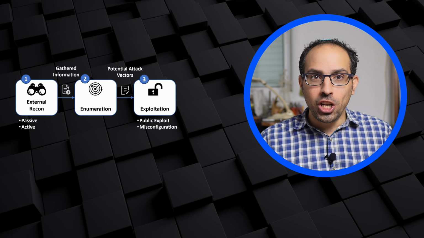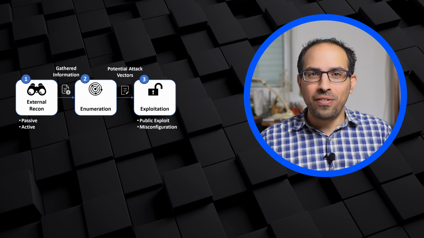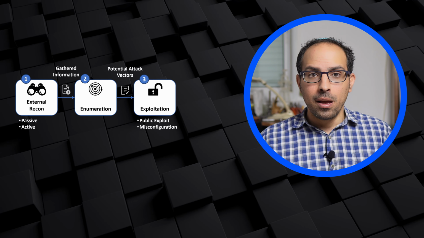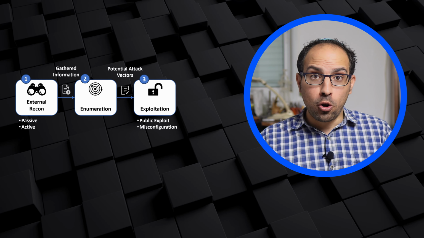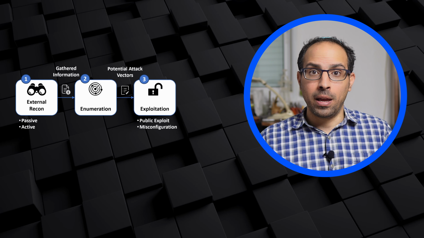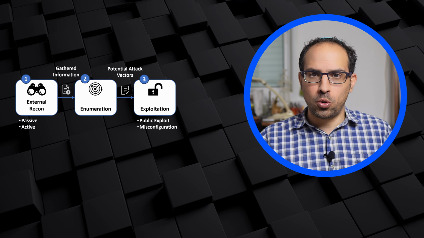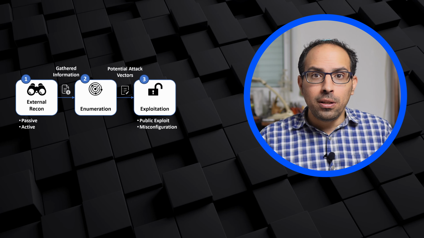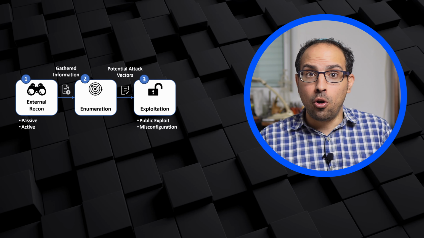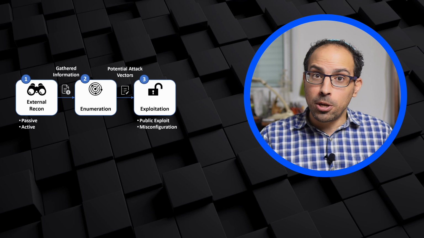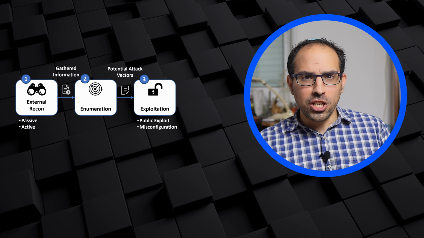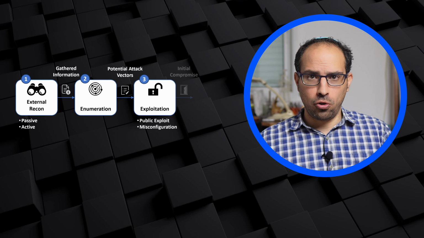In the third stage, we want to exploit the vulnerabilities we identified and gain unauthorized access to the server. This could be by using publicly released exploit code that allows exploitation of a particular software vulnerability, or by exploiting logic in the software, such as lack of validation of user input on the organization's website. By the end of the third stage, we have finally obtained initial access to the server.